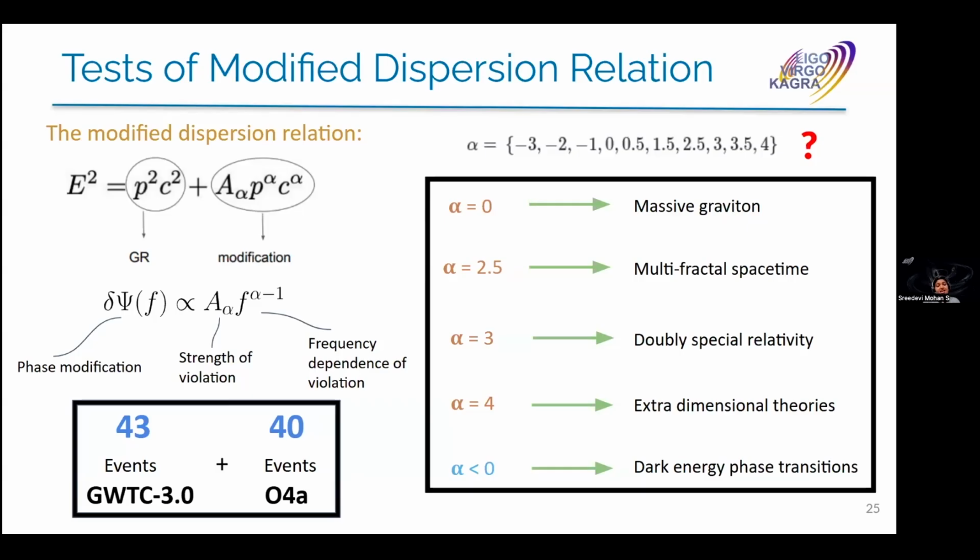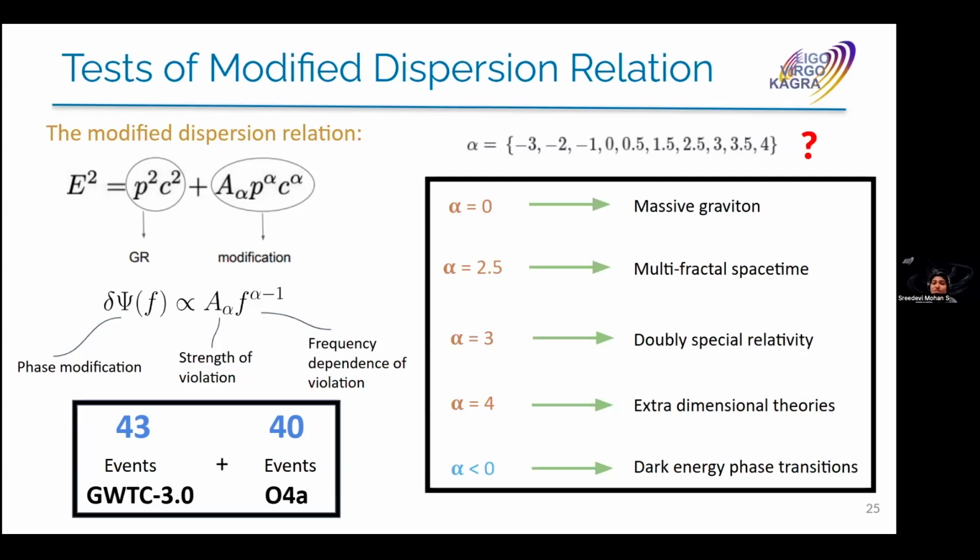In this test, we have considered 43 events from GWTC3 and 40 events from O4A. We have excluded BNS and NSBH events because they have long duration signals which can significantly increase the computational cost. Here, we have considered 10 different values of alpha ranging from -3 to 4 in an interval of 0.5. We have excluded alpha equal to 2 because alpha equal to 2 doesn't lead to any dispersion. It only changes the overall speed of the gravitational wave.